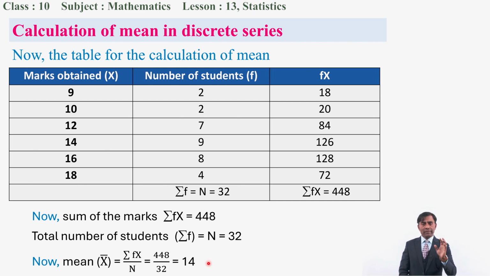For the marks obtained by 32 students, when we calculated with individual form, the mean was 14. When we group the marks again, make a discrete series, and apply the formula according to the discrete series, we again get the same result, that mean is 14. So for the same data, whether we calculate the mean by individual form or by discrete form, we will get the same result. Are you clear? Yes.